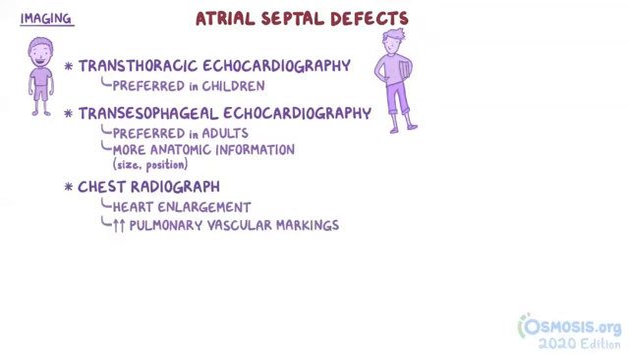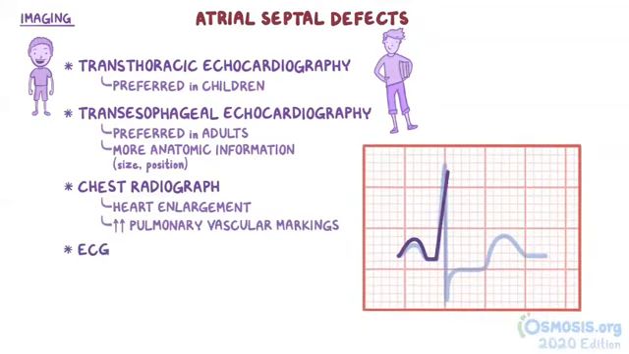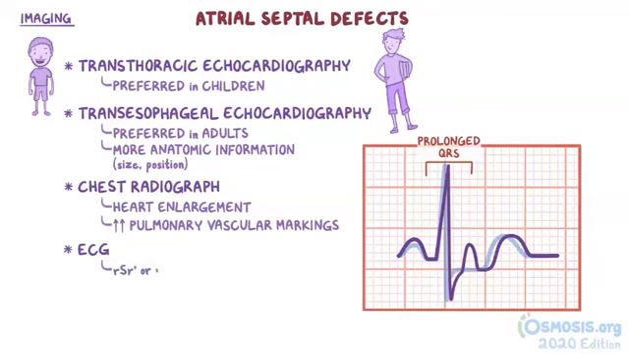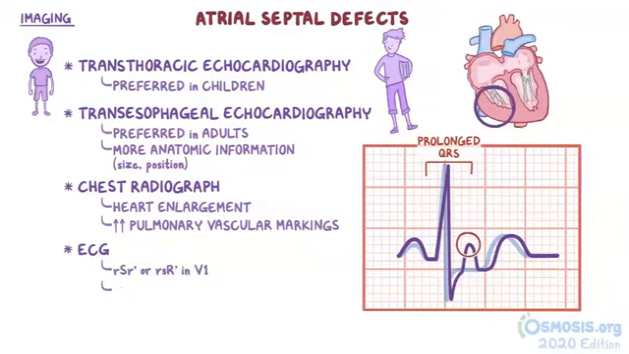Next, a chest radiograph could be performed as well, as it might show heart enlargement and increased pulmonary vascular markings. Additionally, ECG in those with large shunts can show a slightly prolonged QRS complex with a characteristic rSR' or RSR' pattern in V1 due to right ventricular hypertrophy, right axis deviation, or P waves taller than 2.5 millimeters, suggesting right atrial enlargement.